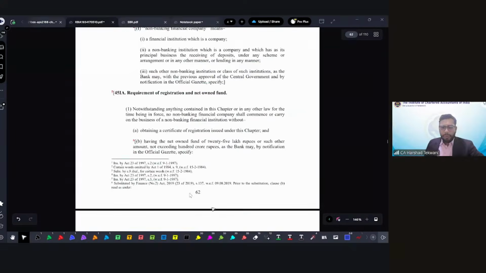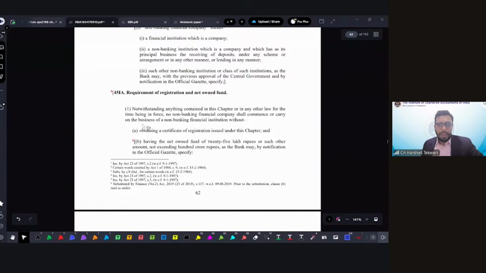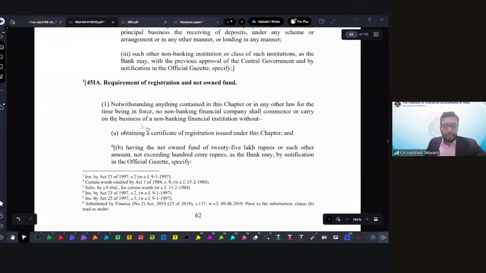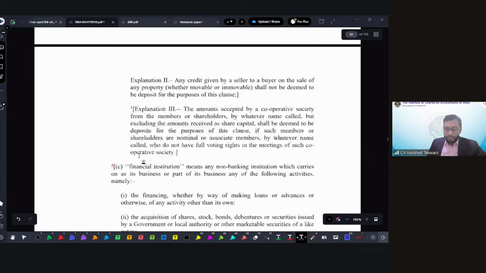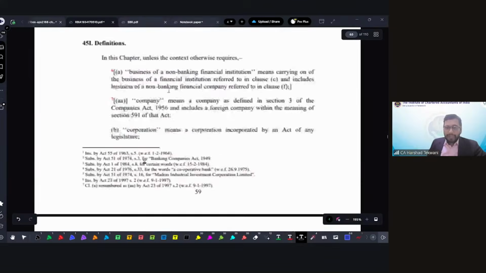So, we have 45, this is the RBI Act, okay, and we have 45IA. Now, what is this 45IA? 45IA talks about registration requirements and net owned funds. But for whom?